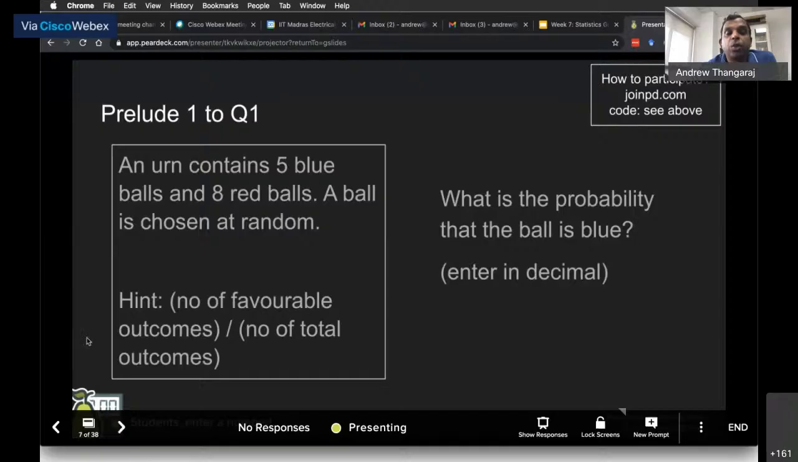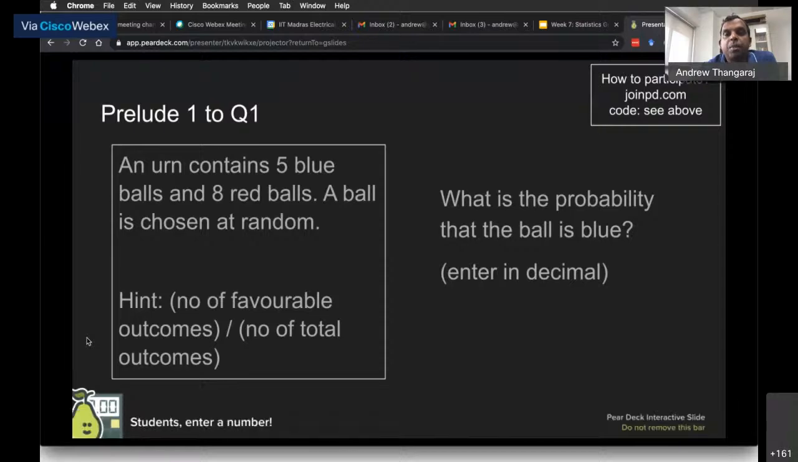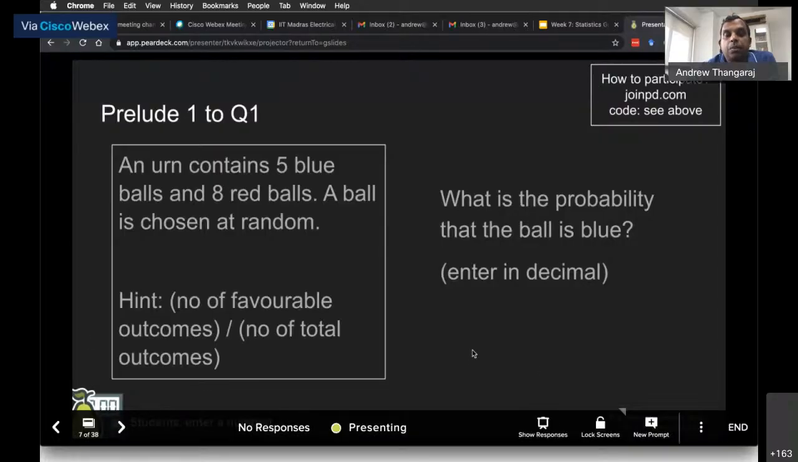This is like a prelude question, so we'll take very little time for it. I'll give you only 2 or 3 minutes maximum. You just have to read this question and answer it.